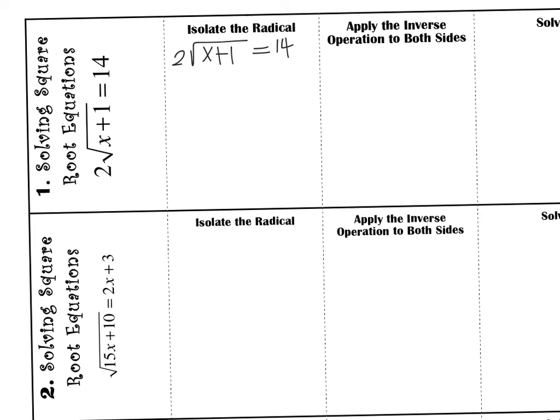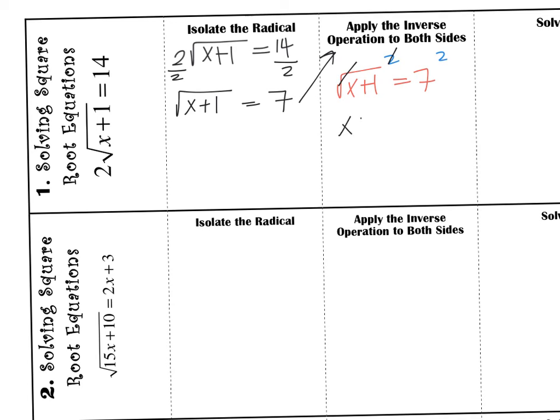To be able to solve for x, it means you need to get x by itself. So first of all, you need to isolate the radical, and you do that by dividing both sides by 2. You get square root of x plus 1 equals 7. Now, we move on to our next step, which is basically to apply the inverse operation to both sides. So, to get rid of the radical, I have to square both sides. So let's go ahead and do that. When you square, the radical goes away. You end up having x plus 1 equals 7 squared, which is 49.